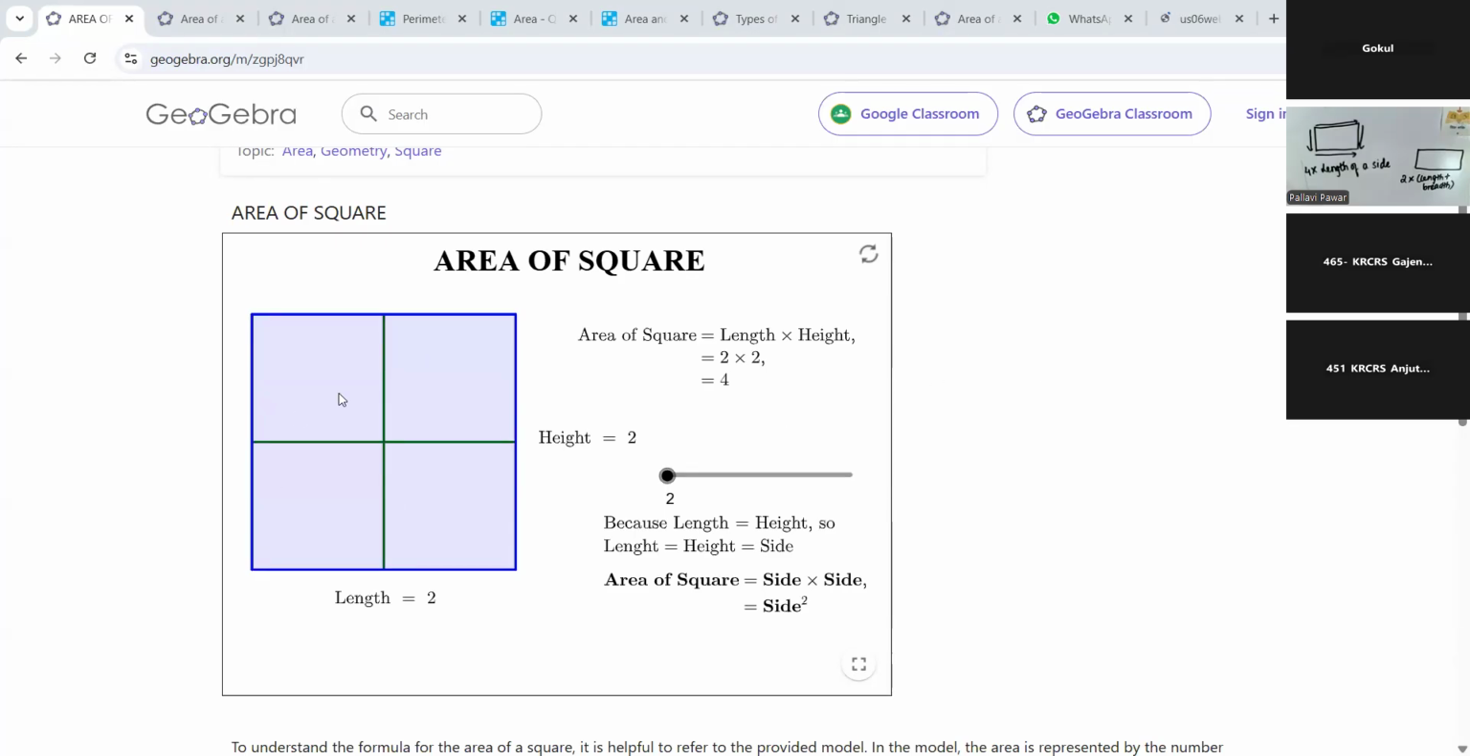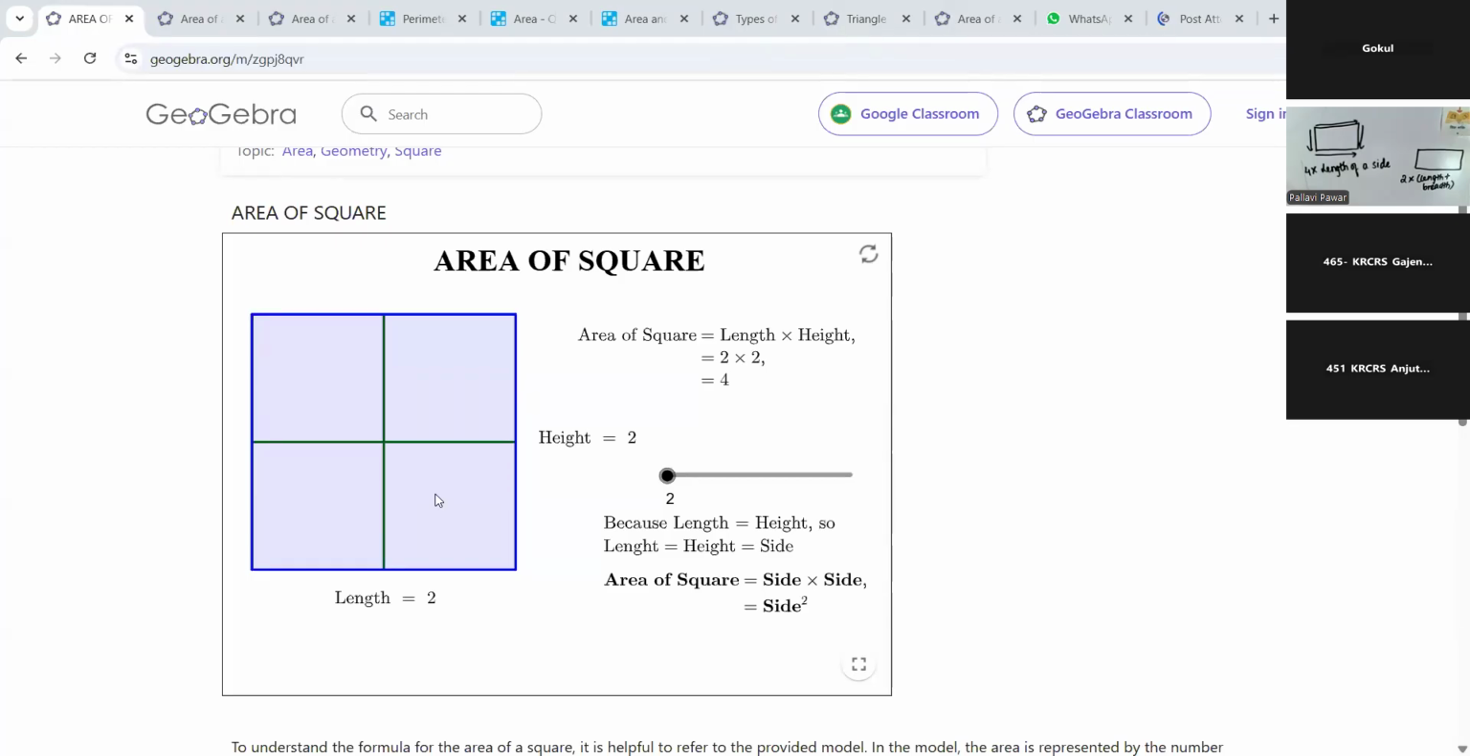Here, in this case, it is a square. The inside region is known as the area of a square. The area of a square is always length into height. But what do we know about a square? All the sides of a square are equal. Here the height measures 2 centimeters and the length also measures 2 centimeters, so all four sides are equal.